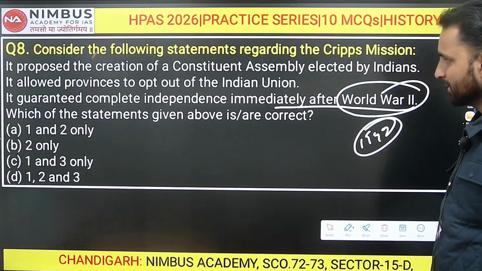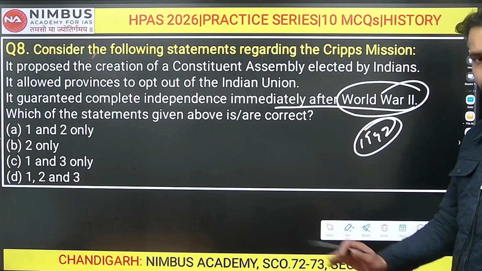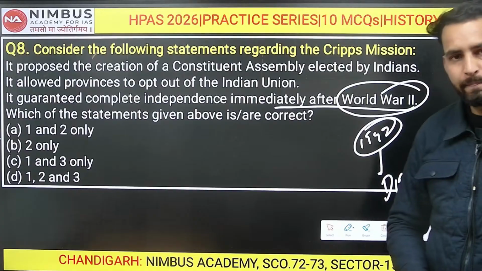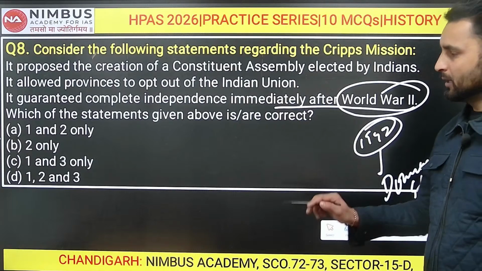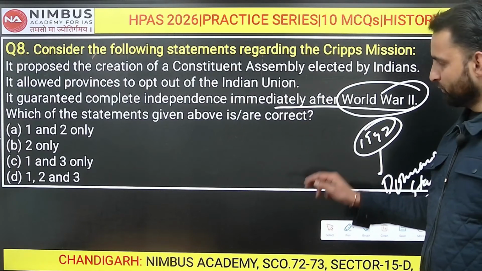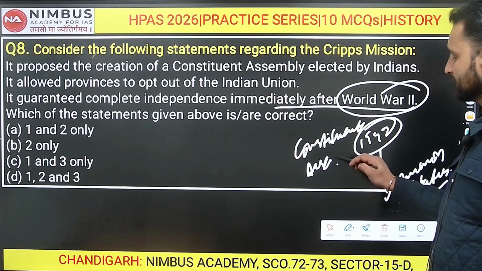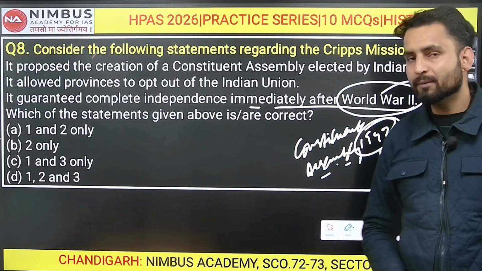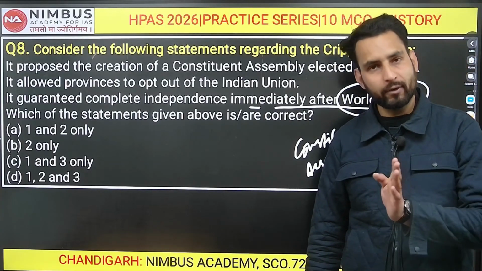1942 is the year when the Cripps mission came to India, and it recommended a dominion status for Indians after the end of the Second World War, right? It recommended forming a constituent assembly after the Second World War. But there was no such provision like complete independence. This is something that the British never talked about until 1946.